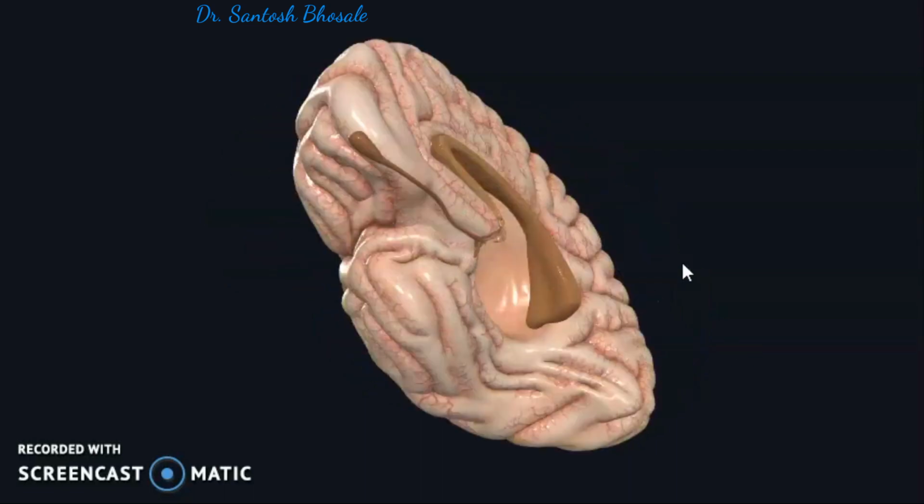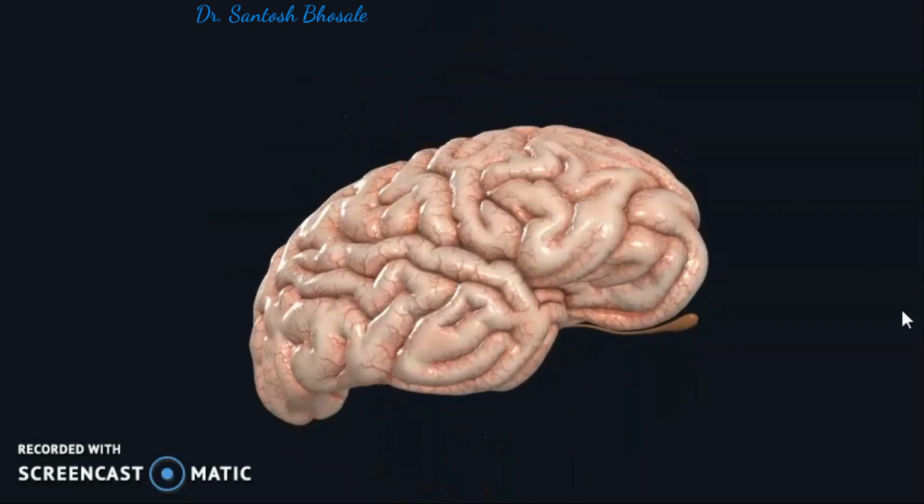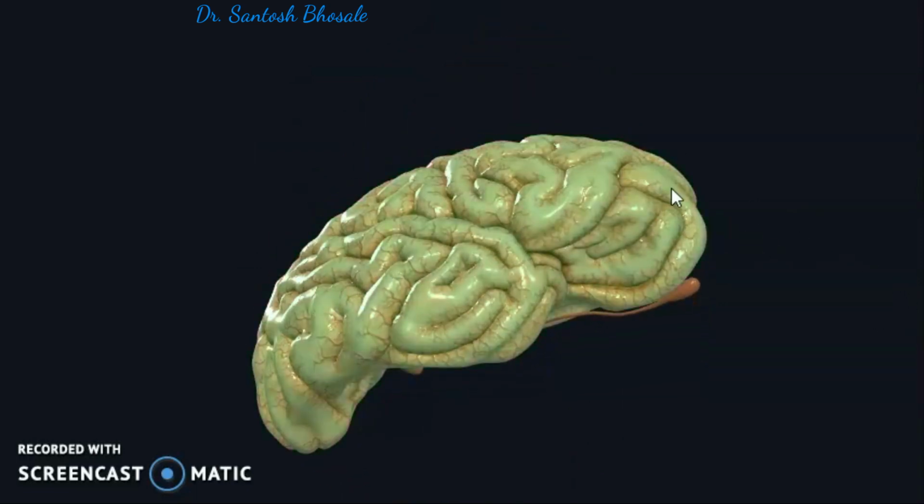And the infrolateral border separates the superolateral surface from the inferior surface. This part is called the ciliary border. So these are the surfaces and borders of the right cerebral hemisphere.